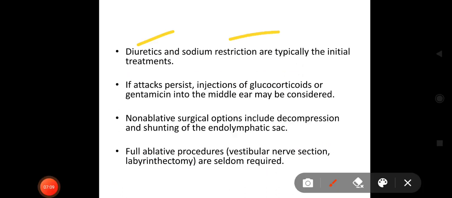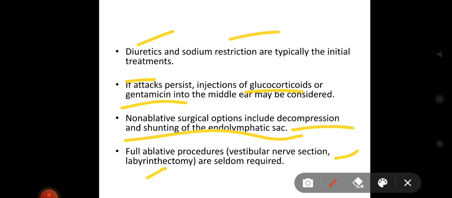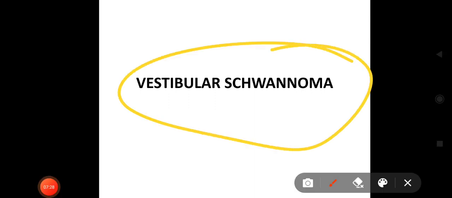Diuretics and sodium restrictions are typically the initial treatment. If attacks persist, then injection of glucocorticoids or gentamicin into the middle ear may be considered. Non-ablative surgical options include decompression and shunting of the endolymphatic sac, and full ablative procedures like vestibular nerve section or labyrinthectomy are rarely required. Next is vestibular schwannoma.